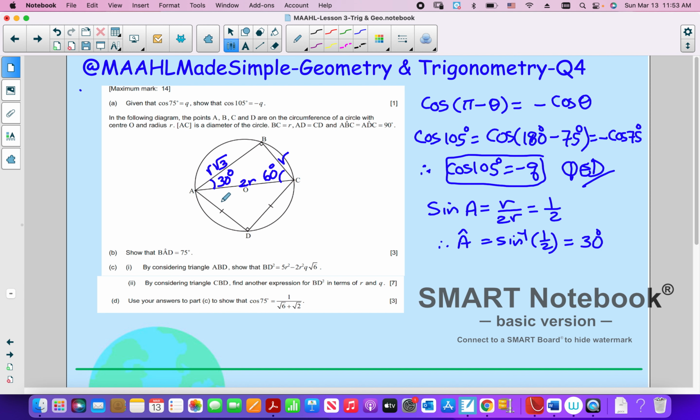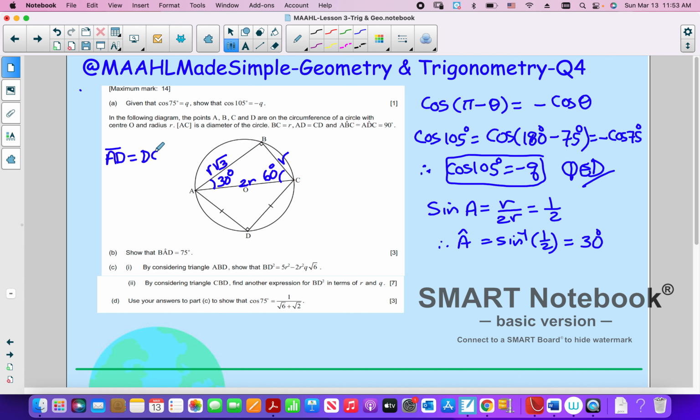All right, so what do we need in B? Show that the measure of angle BAD is 75. Already we established BAC to be 30. Now notice side AD is equal to side DC.